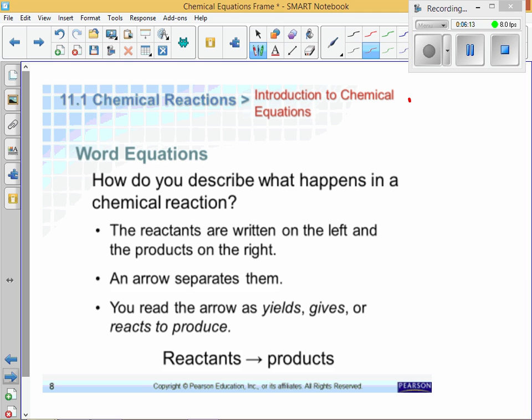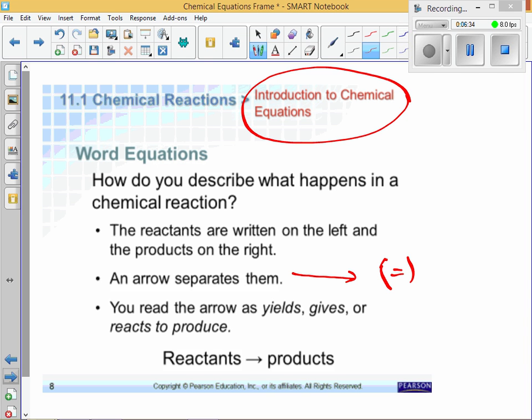This is your introduction to chemical equations right here. How do you describe what happens in a chemical reaction? The reactants are written on what side? The left side. And the products are written on the right side. An arrow separates them. We draw it like this. That arrow kind of means equal, doesn't it?